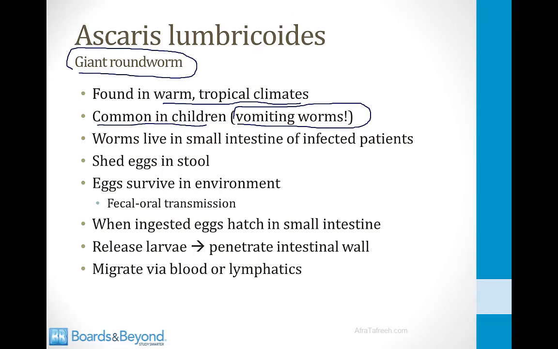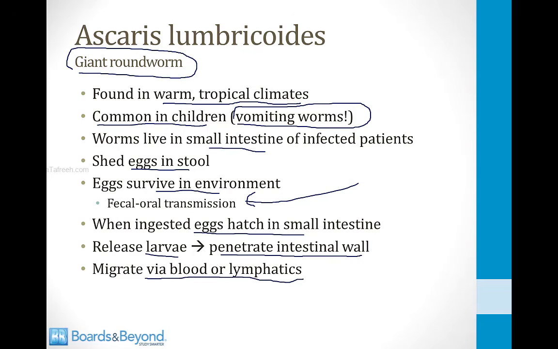It's nasty. These worms live in the small intestine of infected patients, and then they shed eggs in the stool. And the eggs go into the environment, and then other children touch them, and this results in fecal-oral transmission. That's why kids most commonly get this, because they tend to do the dirtiest things with their hands and put them in their mouth. When the eggs are ingested, they hatch in the small intestine, and then they release larvae which creep into the intestinal wall and penetrate it, and then migrate via the blood or lymphatics. It is creepy to think about these things crawling inside someone's body.